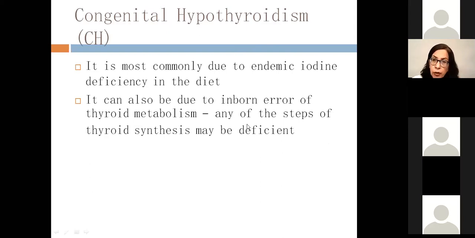Congenital hypothyroidism is most commonly due to endemic iodine deficiency in the diet. It used to be more common, but nowadays we have supplemented foods with iodine, especially iodine supplemented salt. So congenital hypothyroidism has become a little less common. But it can also be due to inborn errors of thyroid metabolism. We did all the steps of thyroid hormone synthesis. A deficiency at any of those steps can lead to hypothyroidism.